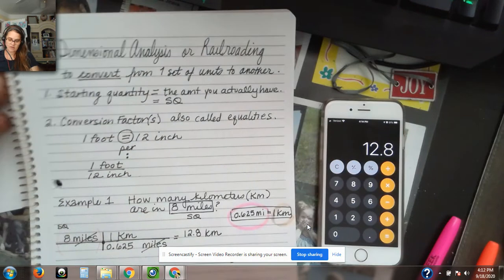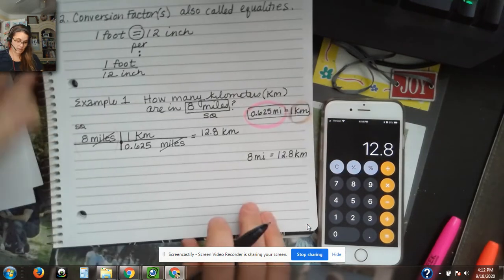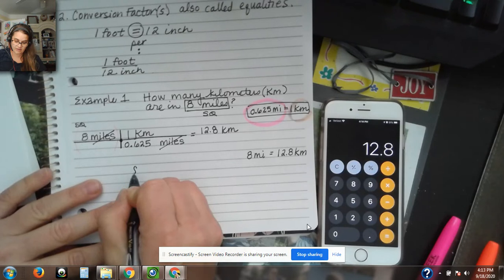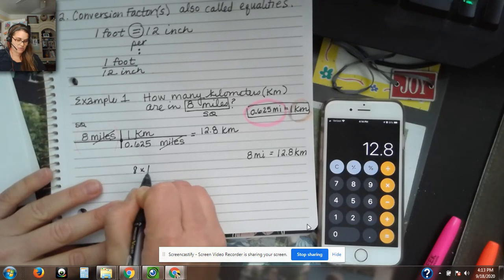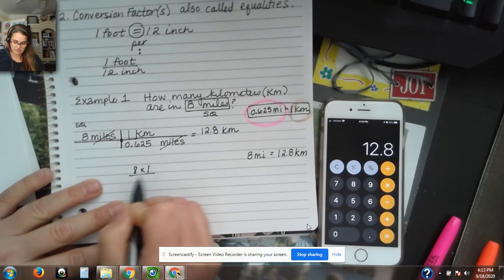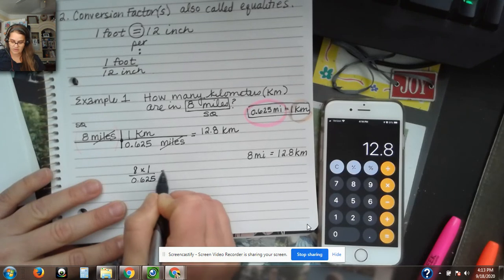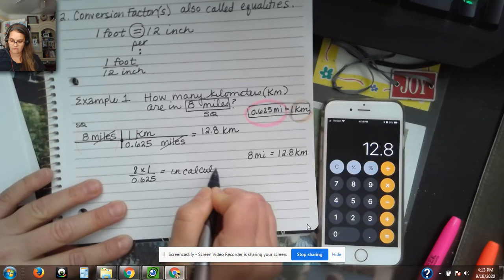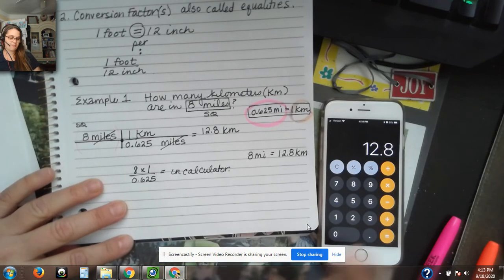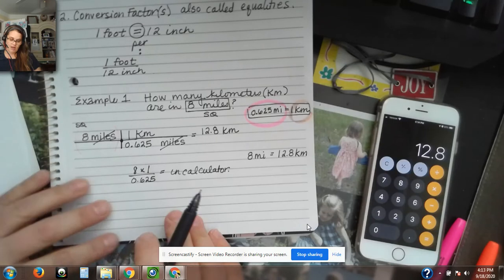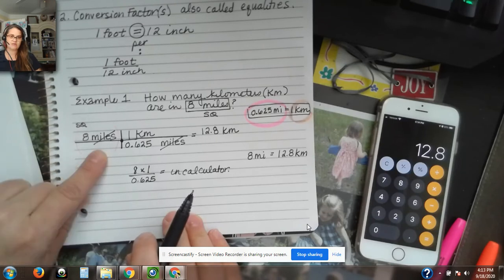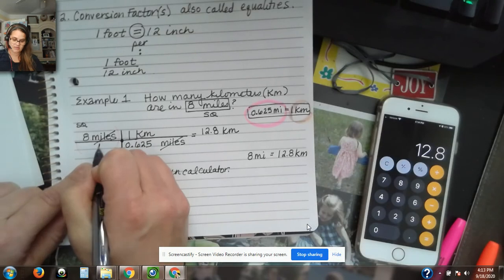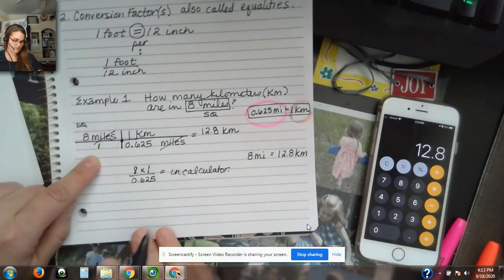Okay, so just to be really literal about it here, this in the calculator is 8 times 1 divided by 0.625. That's in the calculator view. Okay, now sometimes students ask what goes underneath here. Well, really nothing, but I like to just say it's really a 1. Okay, that's what's really there.